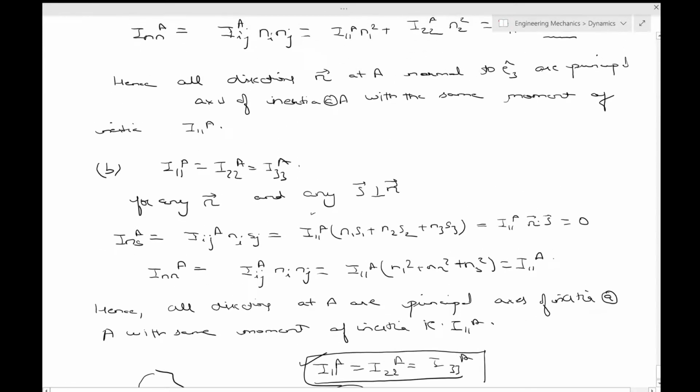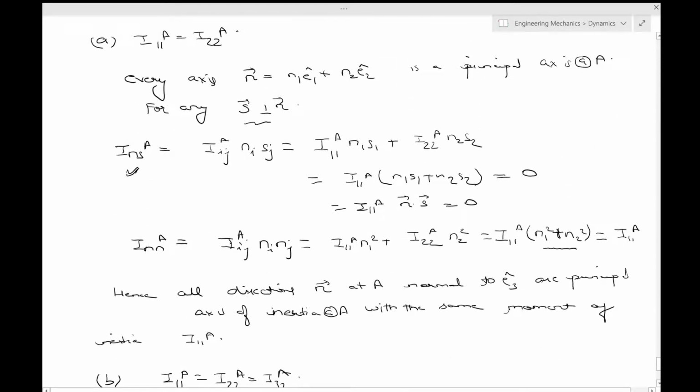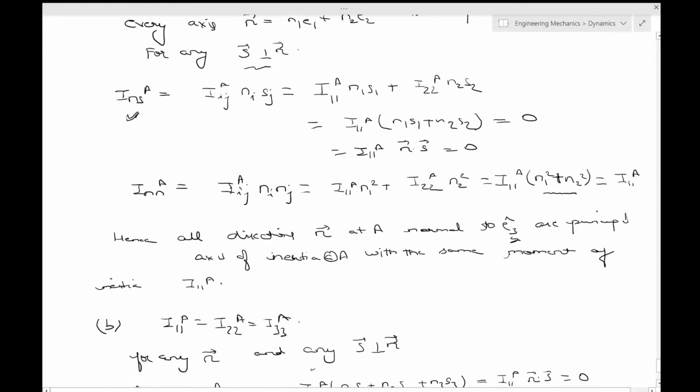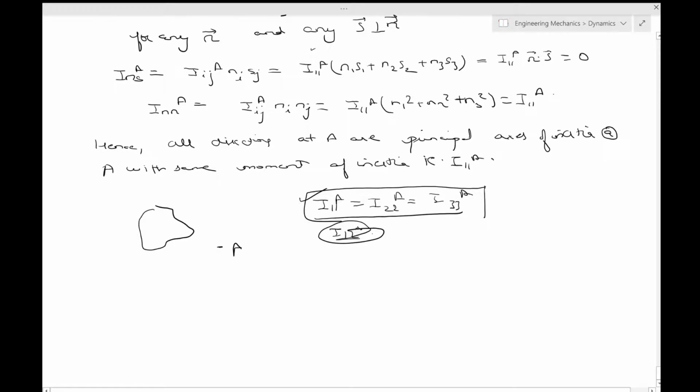And if you have only two of them the same, then you can say all directions at A which are normal to E3, okay, because this is true. And similarly, if I11 is equal to I33, then directions normal to E2 and so on are principal axes. So this is helpful in trying to identify the principal axes for us.